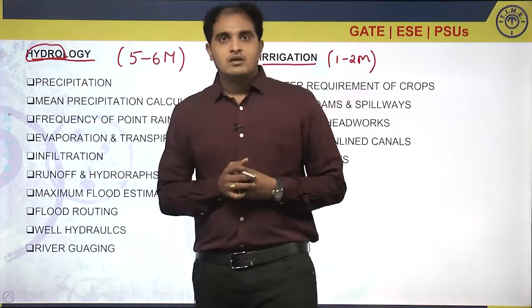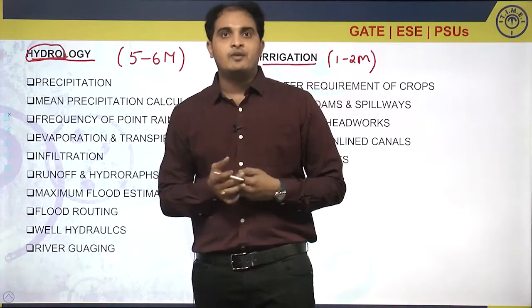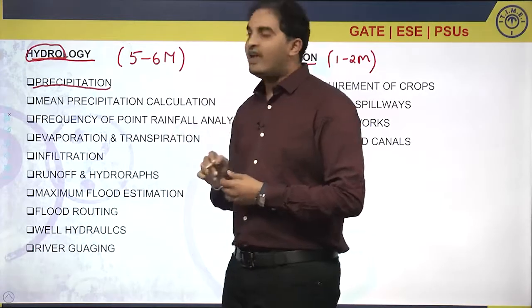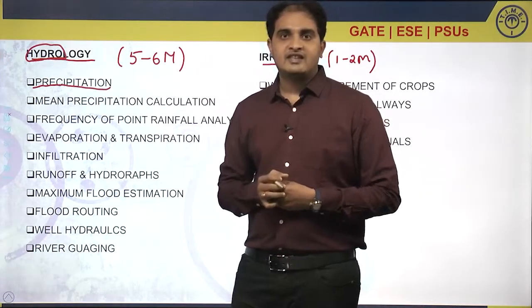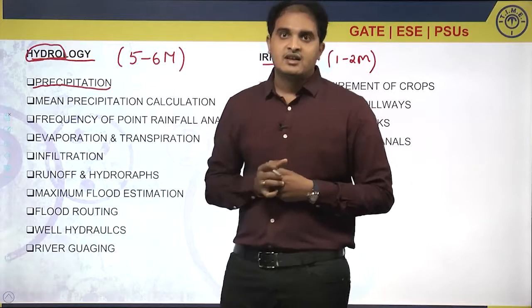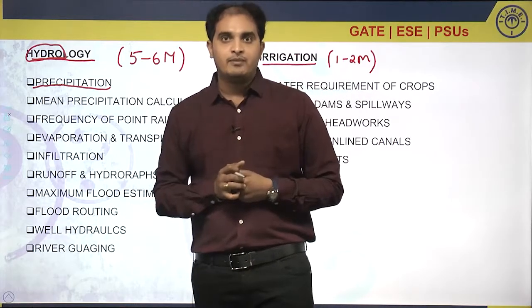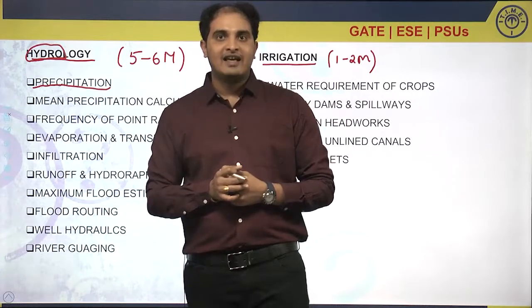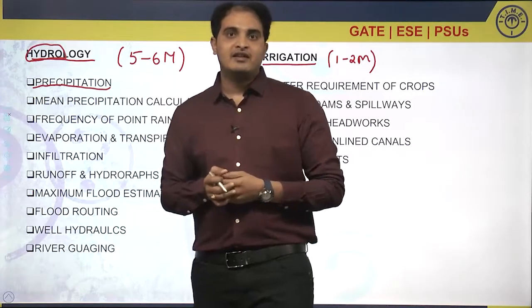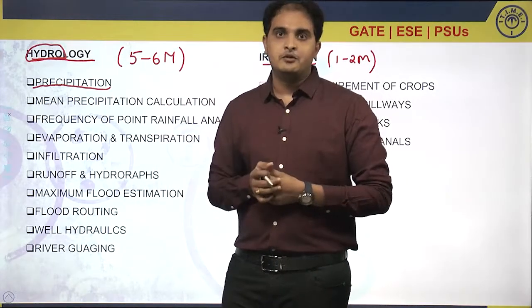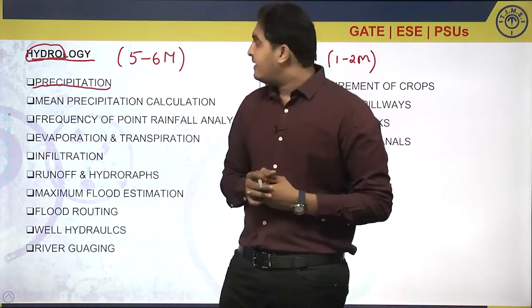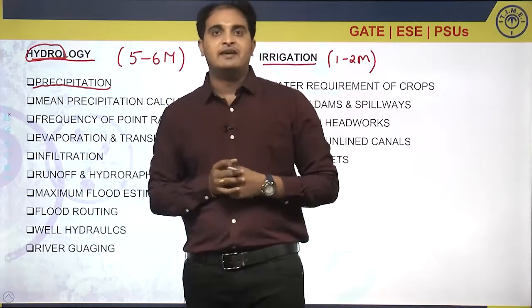Now, what are the various types of precipitation? In this first topic, precipitation, we will be studying the various types of precipitation, that is convective precipitation, cyclonic precipitation, orographic precipitation, as well as frontal precipitation. These are the four types of precipitation which occur due to different causes, in different seasons at different places. And what are the forms of precipitation?